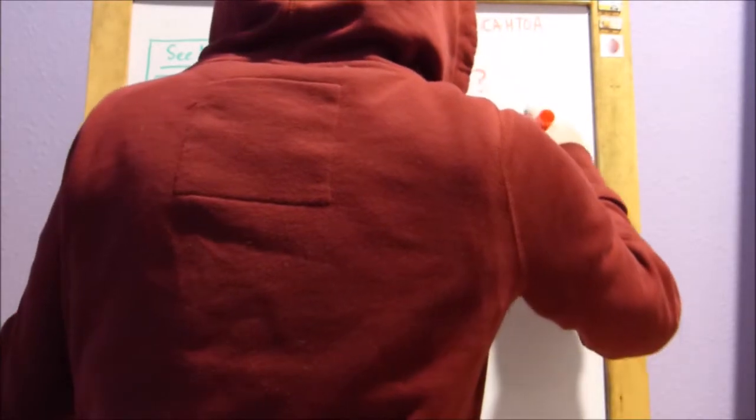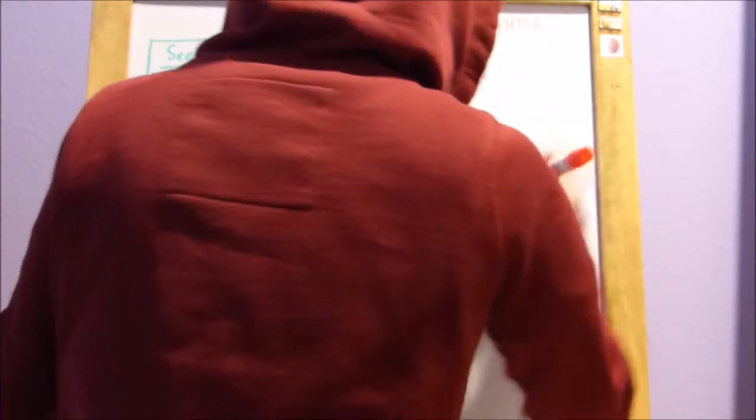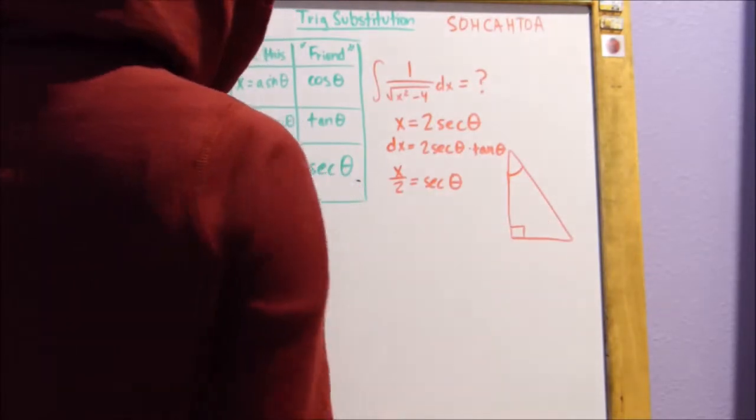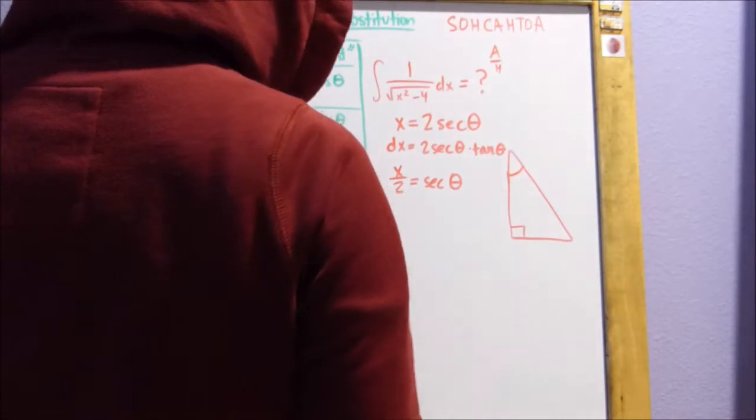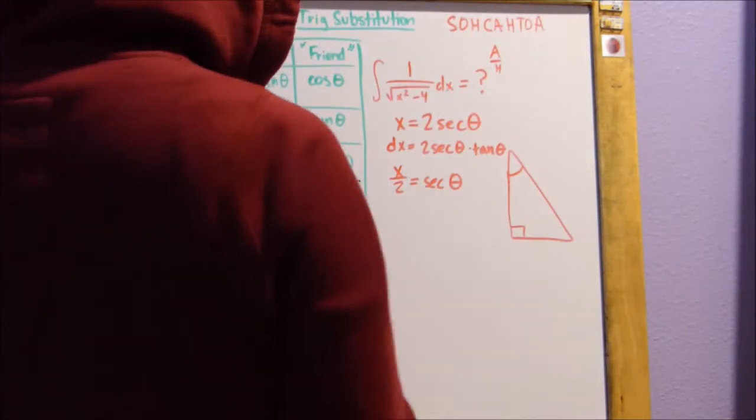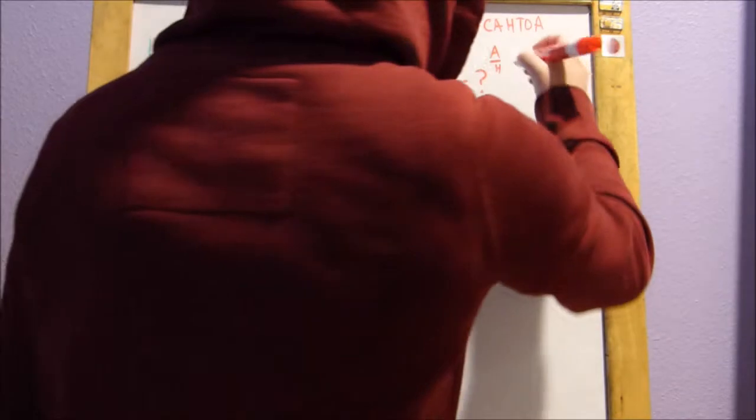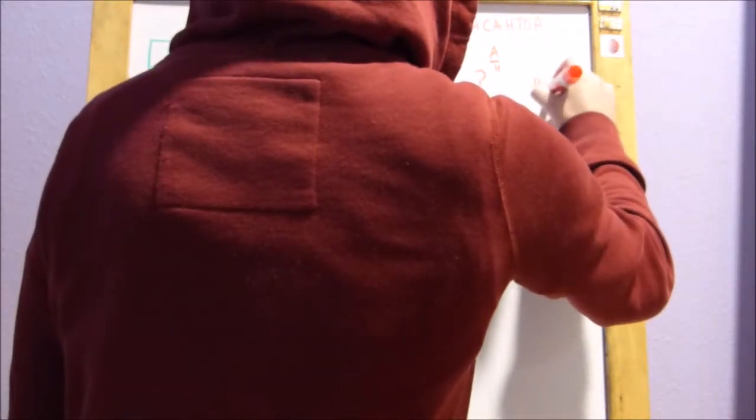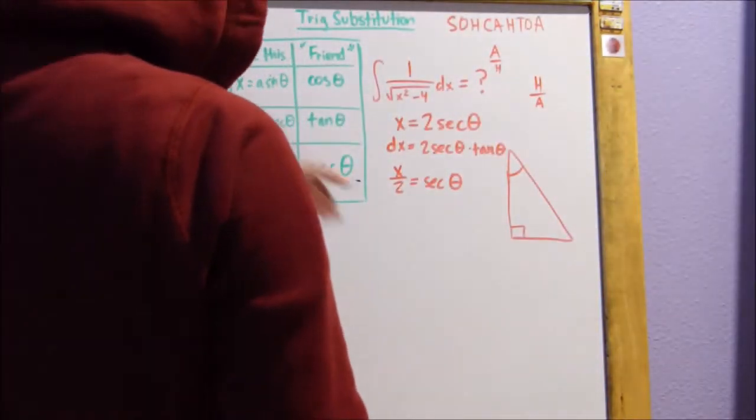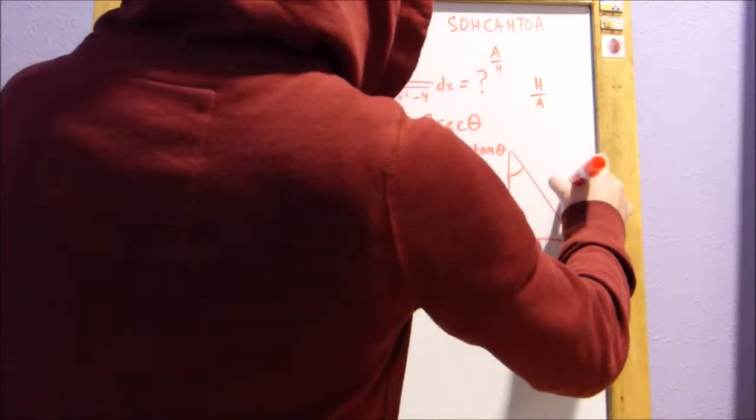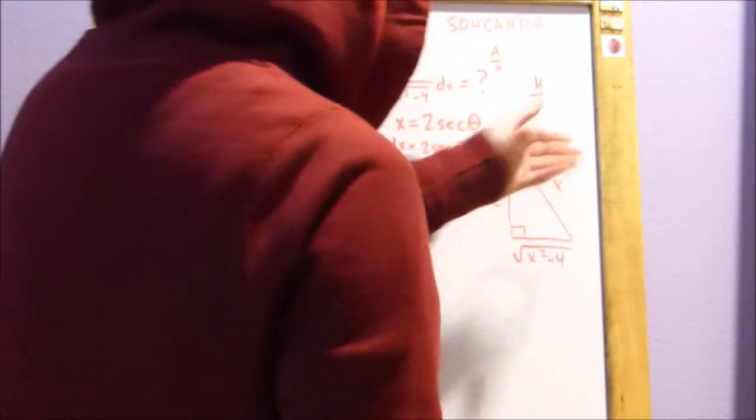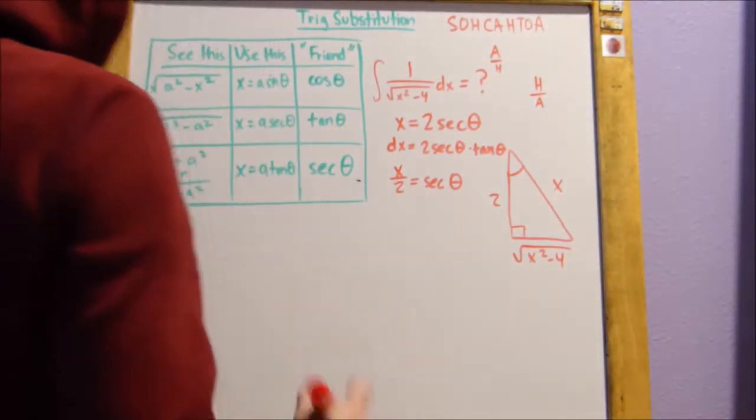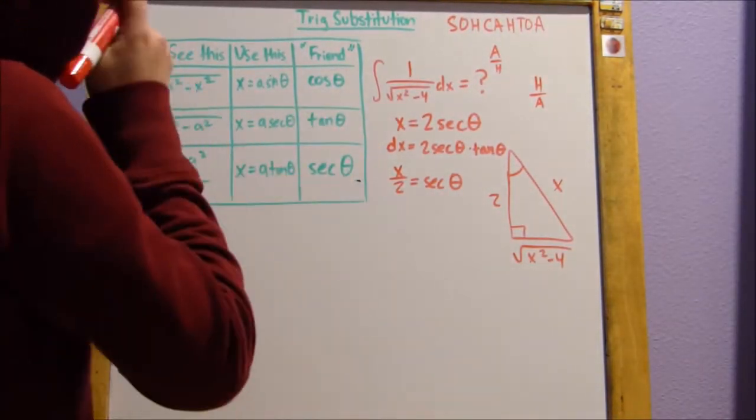Now we're going to draw our little triangle. Here's our angle that we're going to determine all the sides from. So, if cosine is adjacent over hypotenuse, and secant is the equivalent of 1 over cosine, that must mean that secant is hypotenuse over adjacent, right? So our hypotenuse is going to be x, and our adjacent is going to be 2. So that means this side length is the square root of x squared minus 4. Pythagorean theorem.